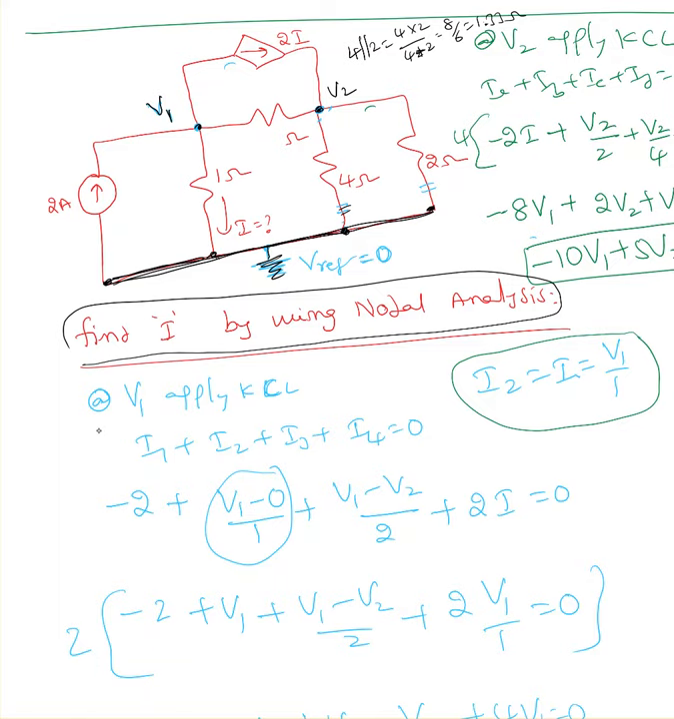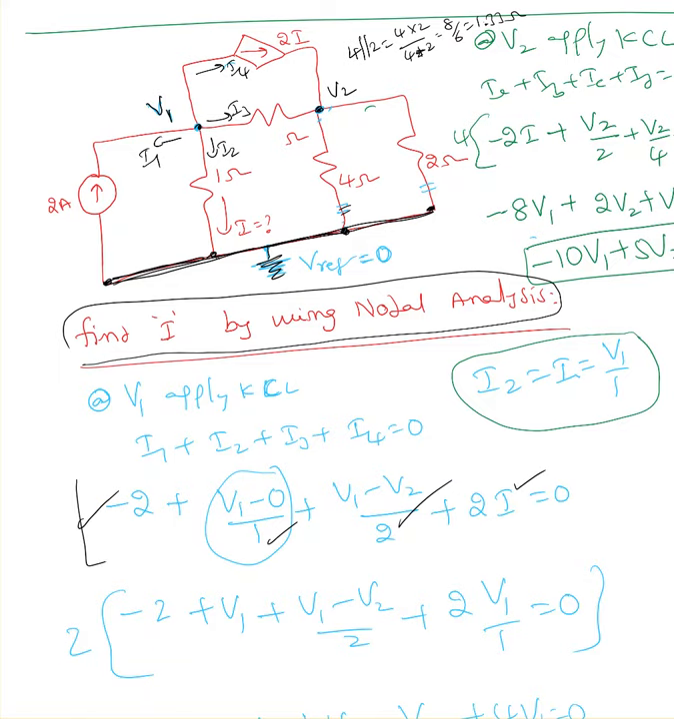Now at V1, apply KCL. I'm applying KCL at V1. I'm going to choose this as my I1, I2, I3 and I4, all currents going out. I1 equals minus 2 ampere, I2 equals V1 minus 0 over 1, I3 equals V1 minus V2 over 2, and I4 is nothing but 2I.